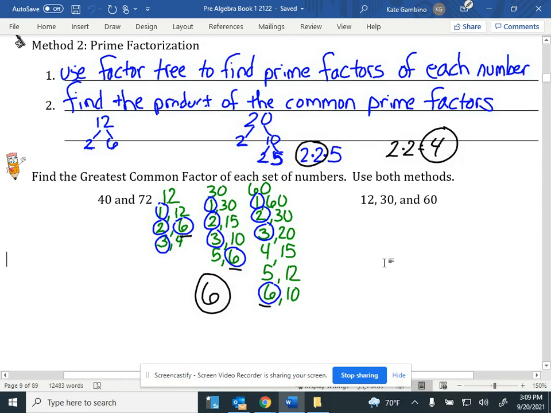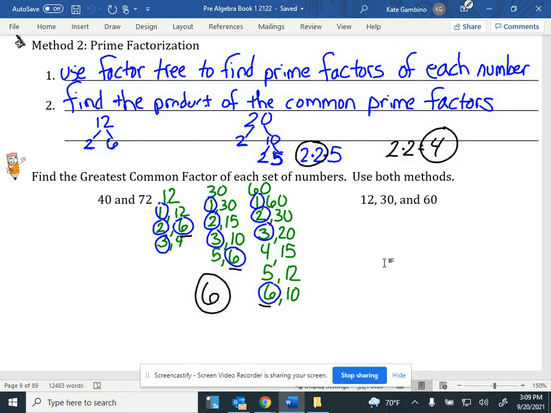If there are any JV boys soccer players at school, your game has now officially been canceled. If any JV boys soccer players are at school right now, your game has officially been canceled. Thank you.